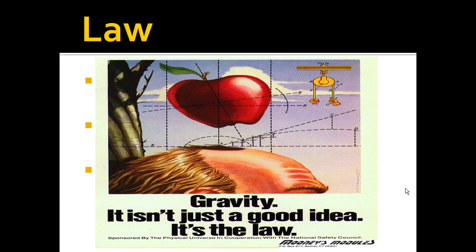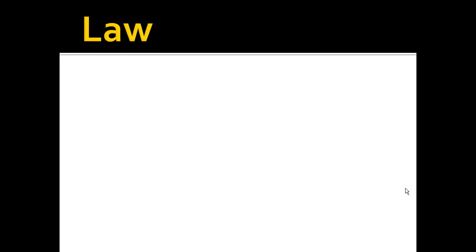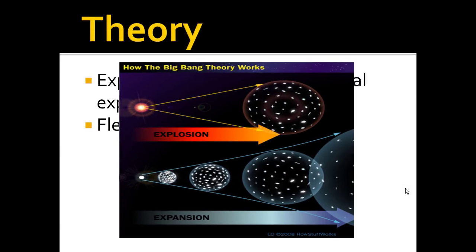So whenever we are to explain a particular phenomena, whenever we are asking what, we are actually looking for a law, whereas when we look for an explanation for the question why, we are actually looking for a theory. So, for example, for the law of gravity, we ask the question, what is gravity? While for a theory, for example the Big Bang theory, we ask the question, why did the universe come about?